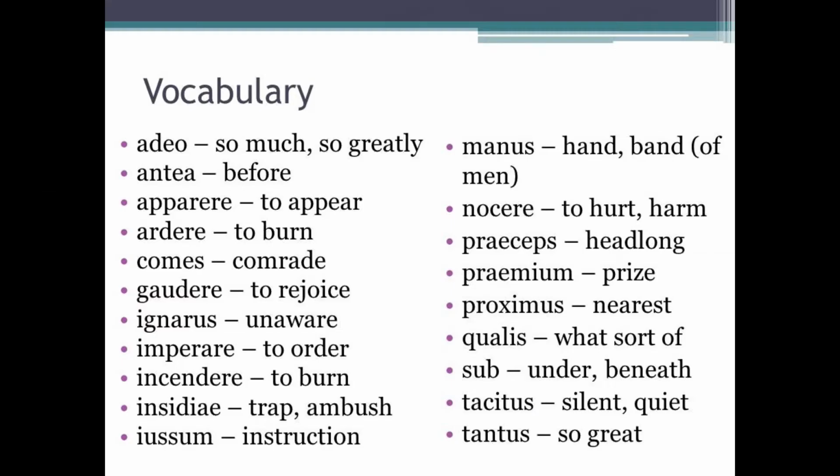Iussum is an instruction. Manus, this has a couple of meanings, either a hand or a band of men. Nocere, to hurt or harm. Praeceps, headlong. Praemium is a prize or reward. Proximus means nearest. Qualis, what sort of. Sub means under. Tacitus means quiet or silent. And tantus means so great.